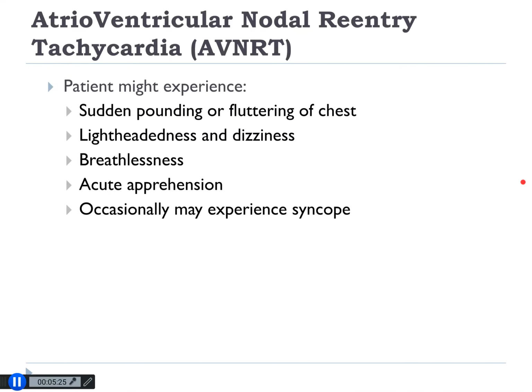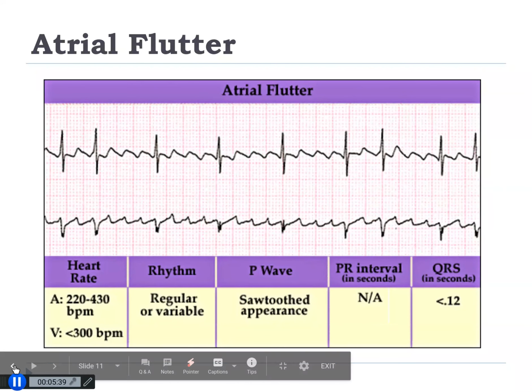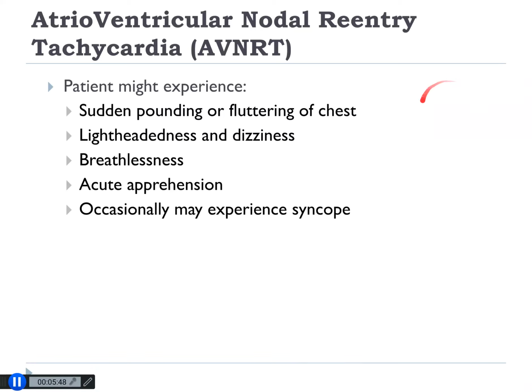Along those same lines is AVNRT, which is atrioventricular nodal reentry tachycardia, where basically, let's see if I have a picture here. No. Basically, it's similar to PAT, but the conduction pathway gets stuck in a circular loop in the atrium right above the AV node. That's why it's called a reentry tachycardia.